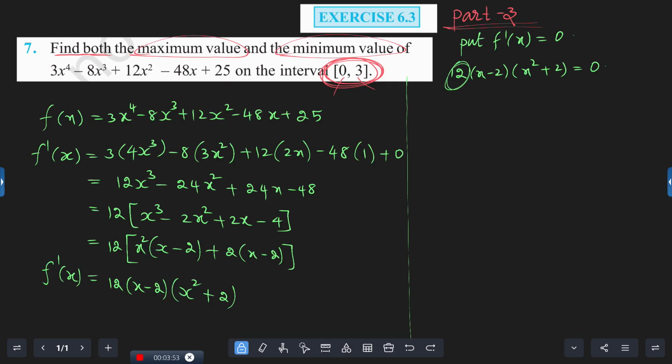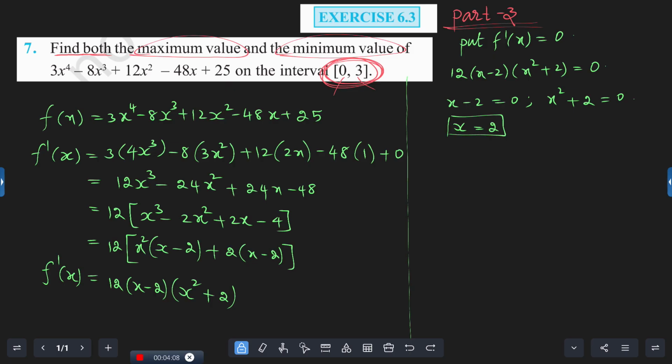When you send 12 to the opposite side, 0 divided by anything is 0. Then x minus 2 equal to 0 separately, and x square plus 2 is equal to 0. Now minus 2 when you send to the opposite side will become plus 2. So one of the x values is 2.